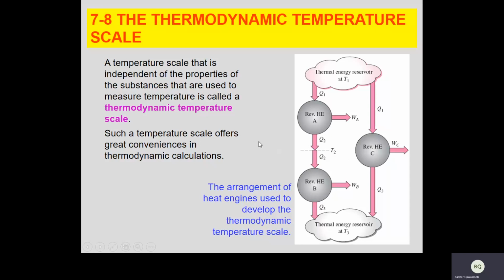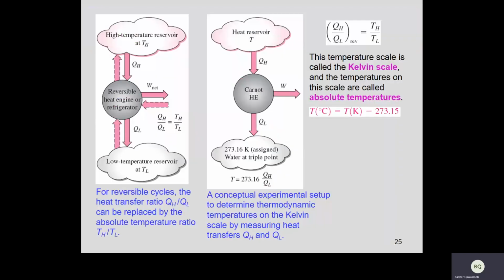So the thermodynamic temperature scale for the SI units is the Kelvin. For the English units, that's the Rankine. Recall that the relation between the Kelvin and the Celsius degrees is shown in this relation here. So the Kelvin scale is the absolute temperature scale for the SI units.